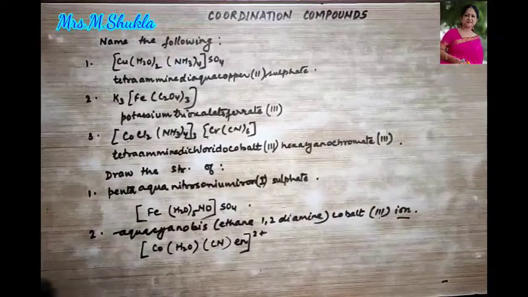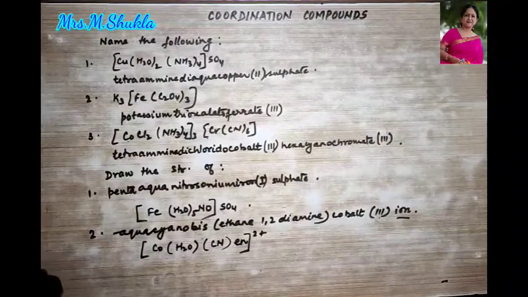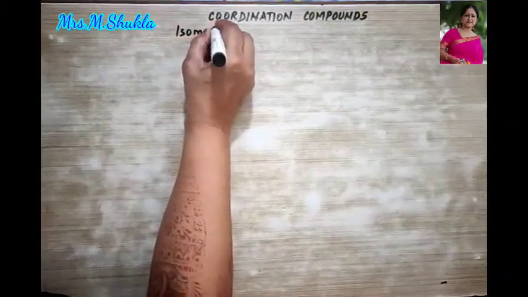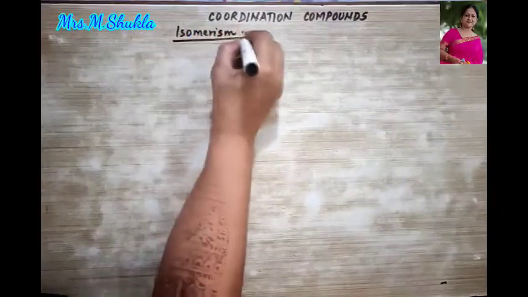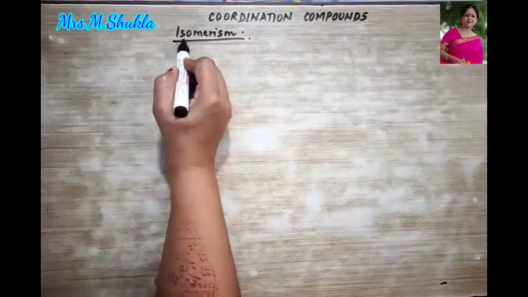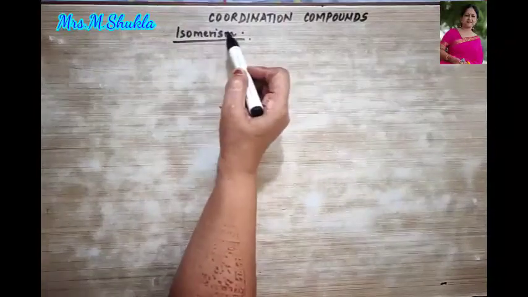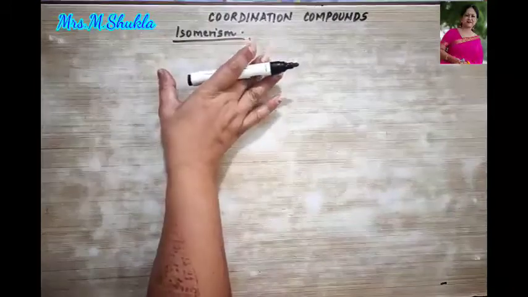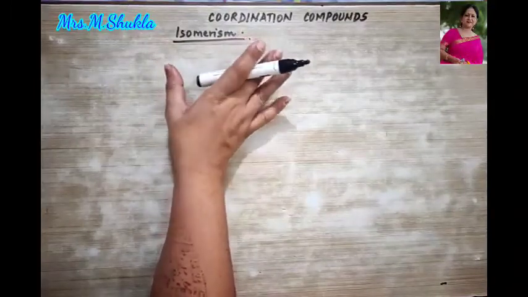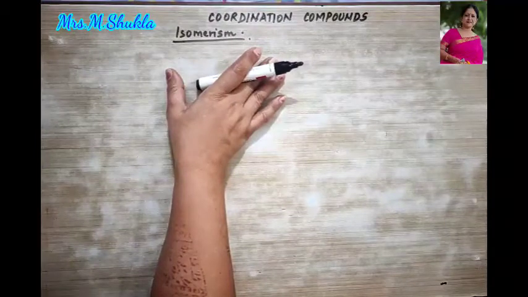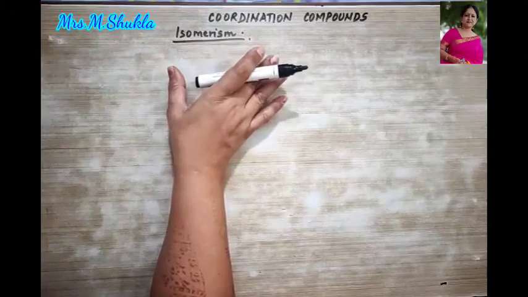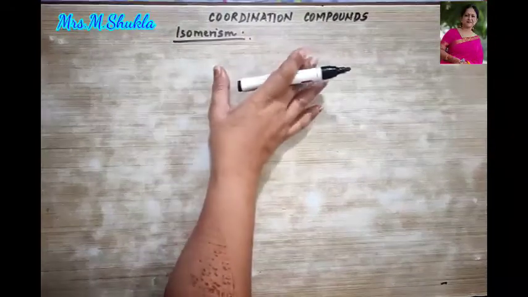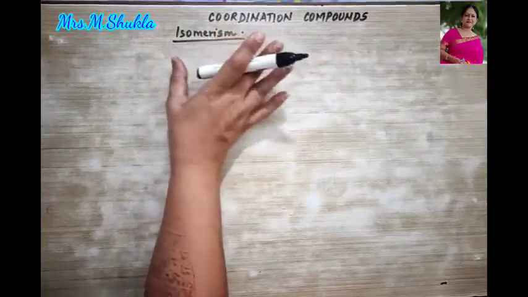Now we are going to start off with isomerism. What does this word iso mean? Iso means equal and merism means part. So the compounds which have the same molecular formula but different physical or chemical properties are termed isomers and the phenomenon is termed isomerism. This much you already know.